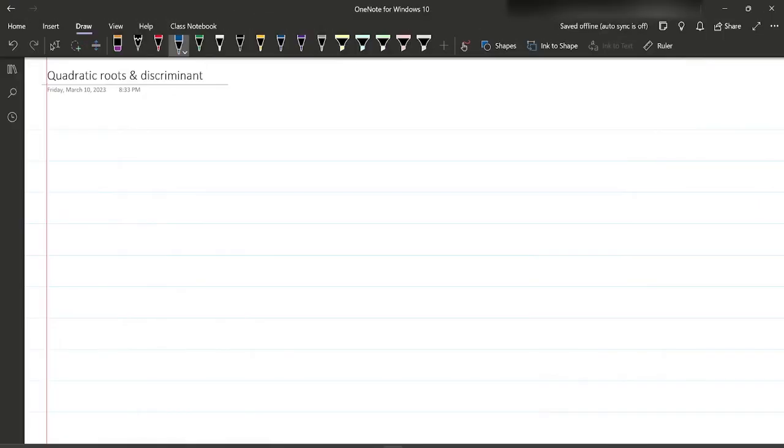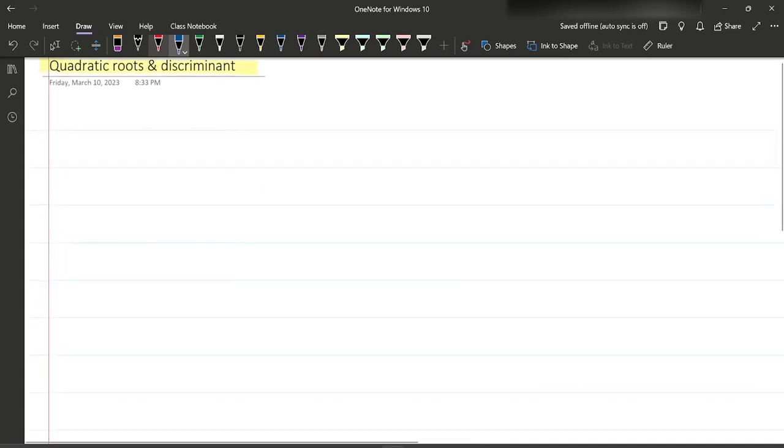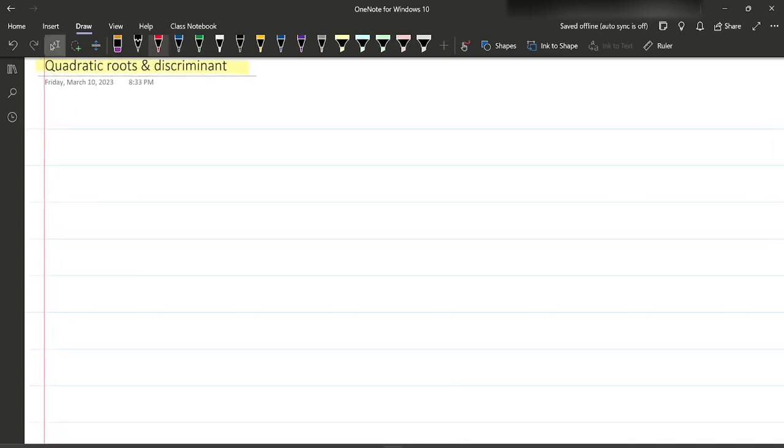Today we're going to be looking at quadratic roots and the discriminant. This is very important as it comes up in pretty much every single exam. So let's get into it and see how to solve quadratic equations using the quadratic formula and how to use the discriminant.